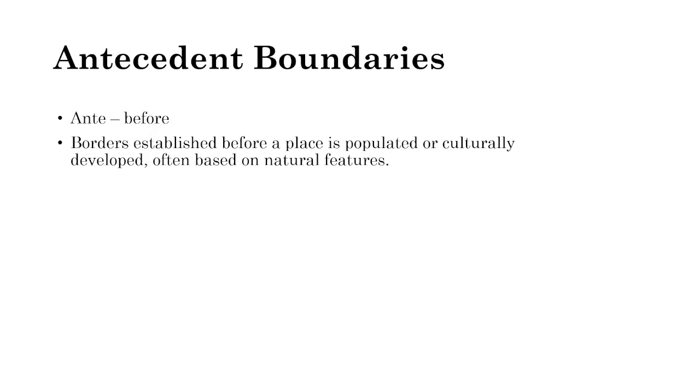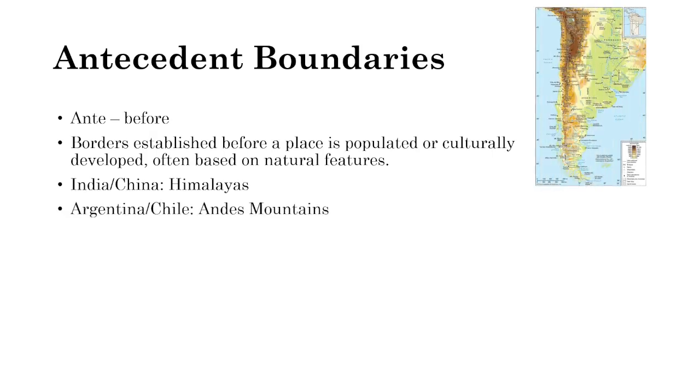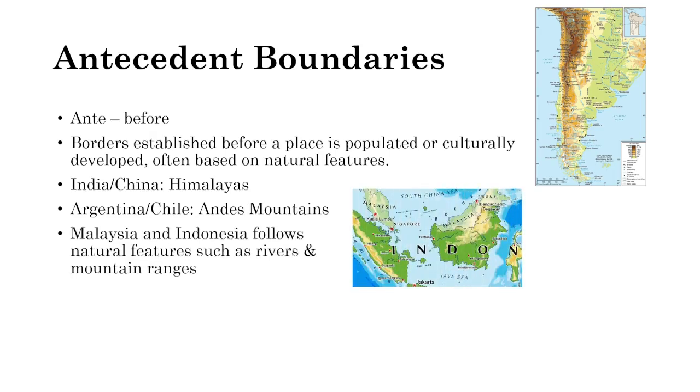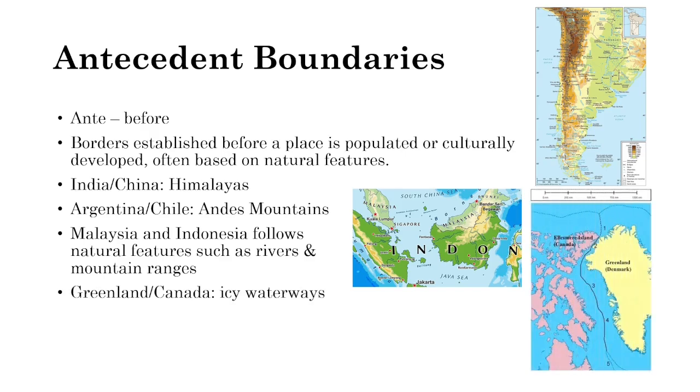And we see a lot of different countries have borders based on these natural features. For example, India and China are divided by the Himalayan mountain ranges. And Argentina and Chile, shown on the map here, are divided by the Andes Mountains. It physically divides the two countries. Malaysia and Indonesia follow natural features such as rivers and mountain ranges as well. The South China Sea, as well as the Java Sea, divides different parts of Indonesia. And then we have mountain ranges here that divide Malaysia and Indonesia. And then Greenland and Canada, they're divided by icy waterways as well.